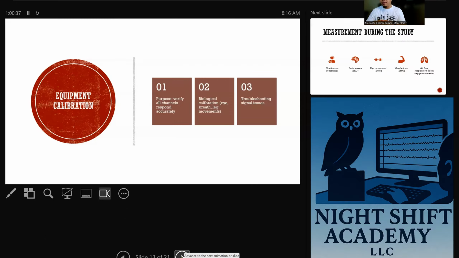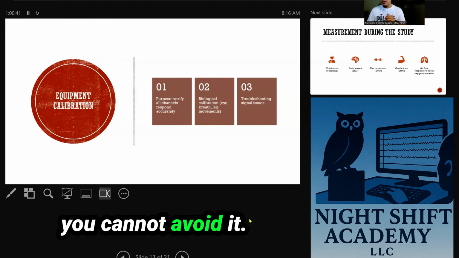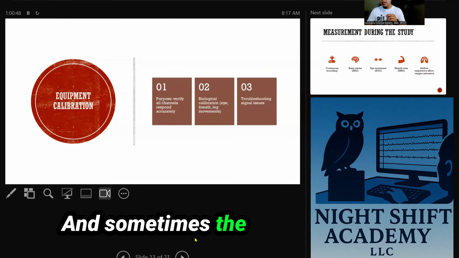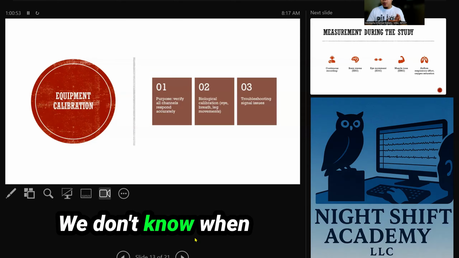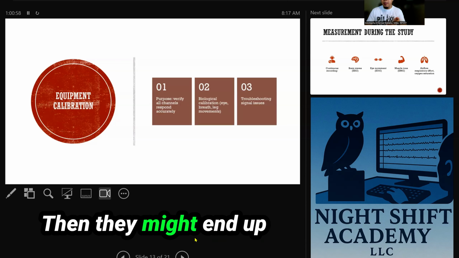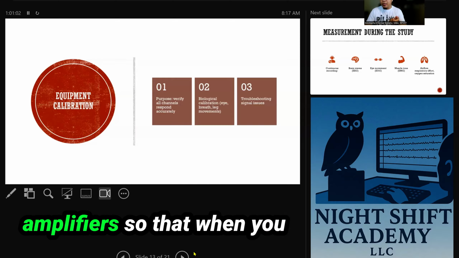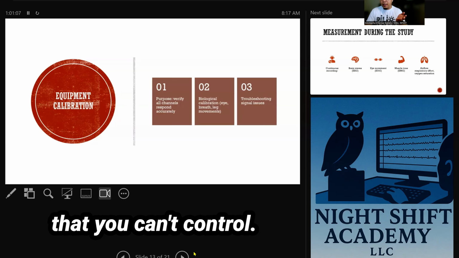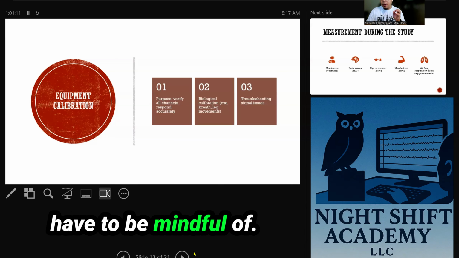Okay? So troubleshooting, though, however, sometimes you cannot avoid it. Sometimes the electrodes that we use break, and sometimes the head box will pop off. Sometimes during the day, we don't know when the housekeeping are cleaning the rooms, then they might end up pushing or pulling the amplifiers, so that when you start a study at night, it ends up having a lot of artifacts that you can't control. So these are some of the things that you have to be mindful of.